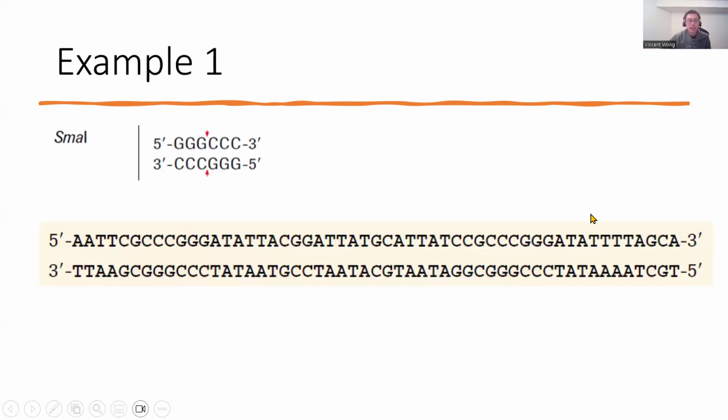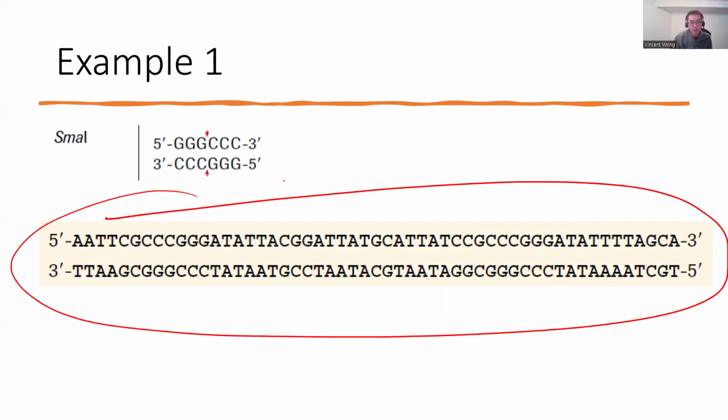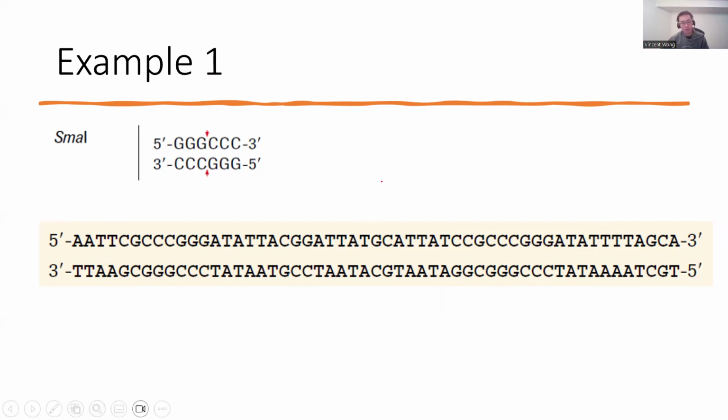Okay, so let's take a look. We have SmaI here, and the recognition site is GGGCCC. So let's take a look at this sequence. I hope you have printed it out. Otherwise, you might have to squint at the screen. Tell me how many times you're going to cut this DNA fragment. If you have this DNA fragment and then you add SmaI to it, how many times will it be cut?